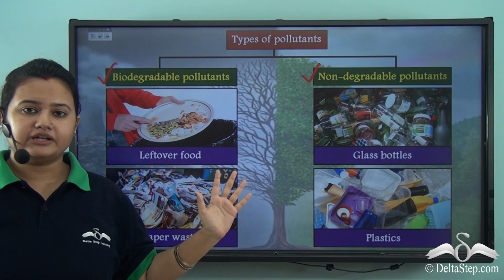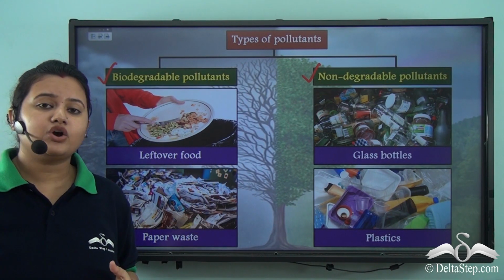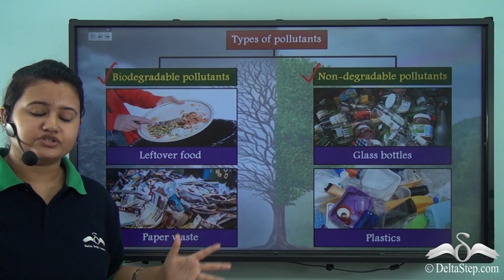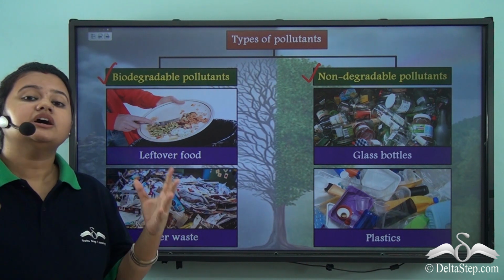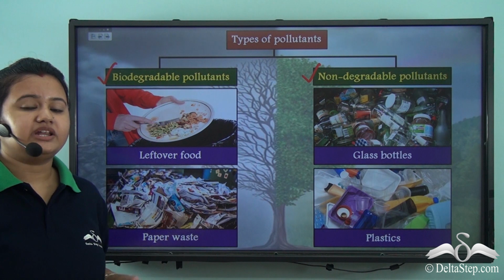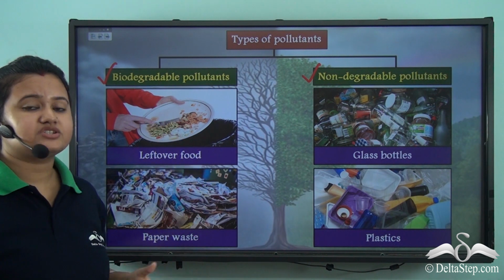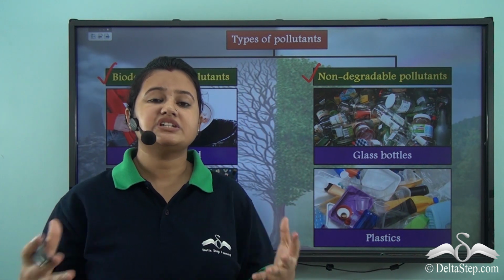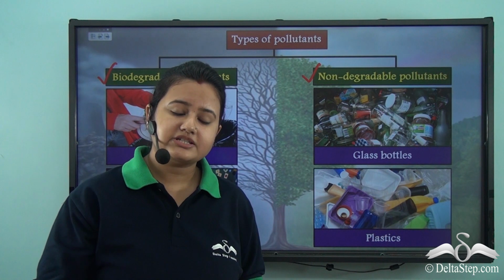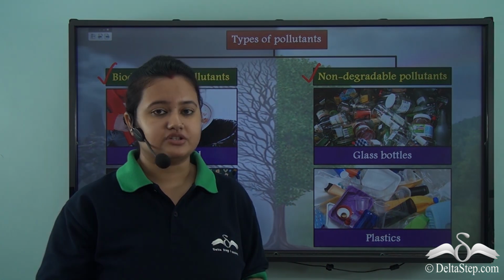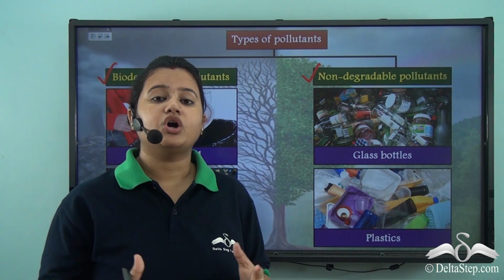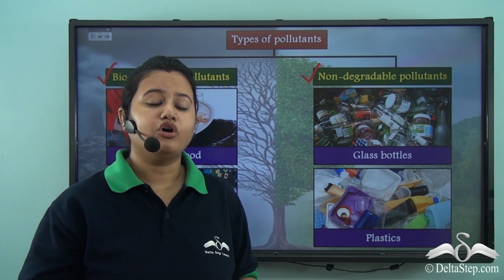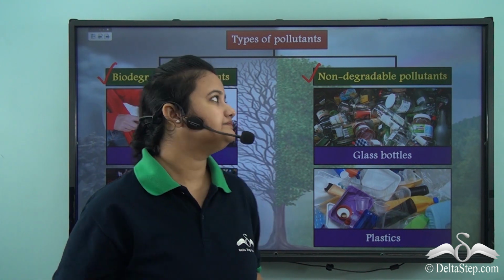The biodegradable pollutants are the ones that can be decomposed very easily by microorganisms, and after decomposition these wastes are mixed with the earth's surface. So eventually there are no traces of these wastes on the earth's surface, while non-degradable pollutants are not easily decomposed by microorganisms or by any other chemical agents. So these pollutants remain on the earth's surface for long, and nature is also incapable of eliminating these wastes.